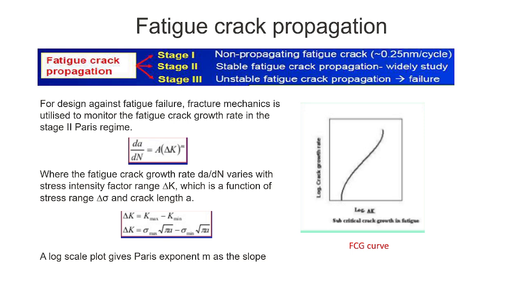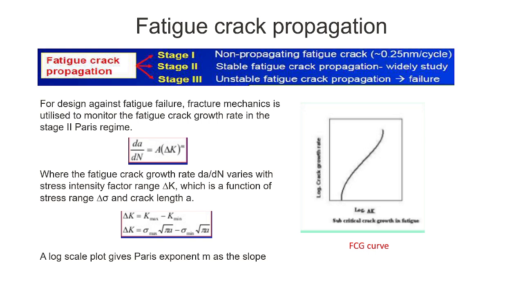It is characterized by means of a da/dN curve, that is called the Paris regime. da/dN is equal to A into ΔK to the power M. For design against fatigue failure, fracture mechanics is used to monitor the fatigue crack growth rate in the Paris regime. The fatigue crack growth rate da/dN varies with the stress intensity factor range ΔK, which is a function of the stress range Δσ and the crack length a.